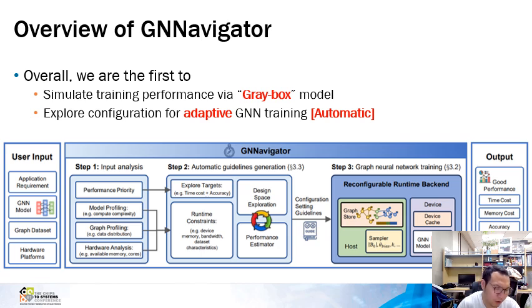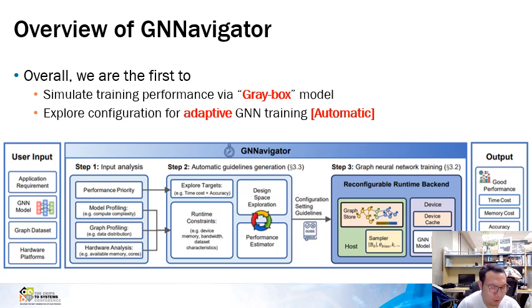GNNavigator takes the input data and performs several key steps to optimize the GNN training. These steps include, first, the pre-processing. The framework first analyzes the application requirements and marks the performance metrics that should be highlighted. Then it profiles GNN models and datasets to obtain their characteristics.